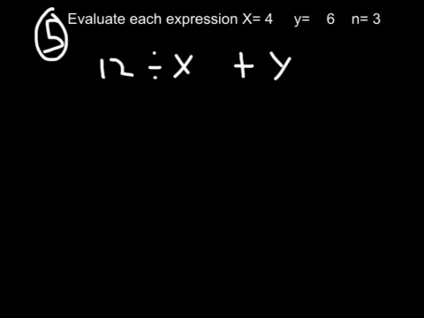Okay, so the first step again is to rewrite the problem, substituting numbers for variables. Okay, so for x I'm going to put 4, and for y I'm going to put 6. Otherwise I'm just going to rewrite it. So 12 divided by x equals 4, so I'm going to put 4 right here, plus y equals 6, so I'm going to put 6 here, bring it down, put 6 for y.